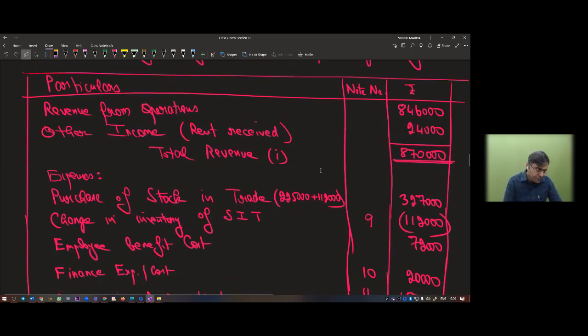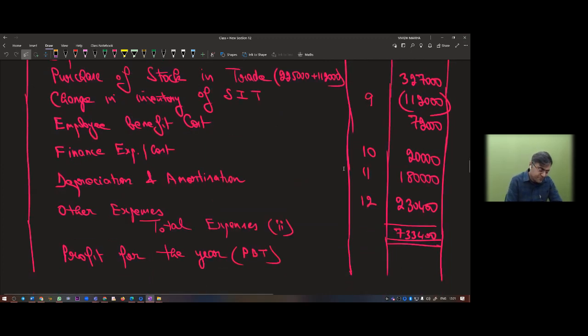30,91,000. Statement of profit and loss account, 8,46,000 plus 24,817. 3,27,000 minus 1,12,000 plus 72,000 plus 20,000. Plus 1,80,000 plus 230,400. Here is the problem. This total is not correct. We have found the problem, guys.